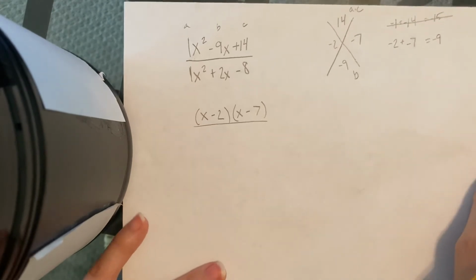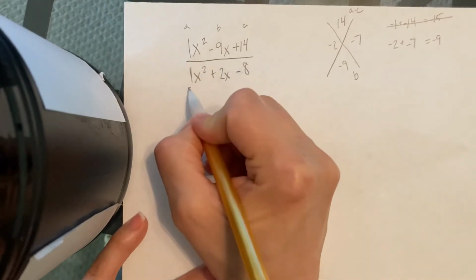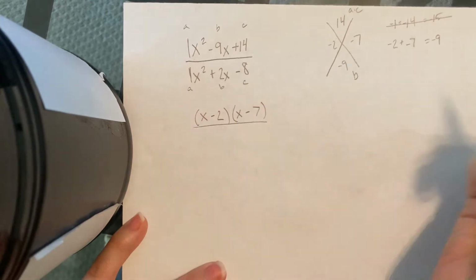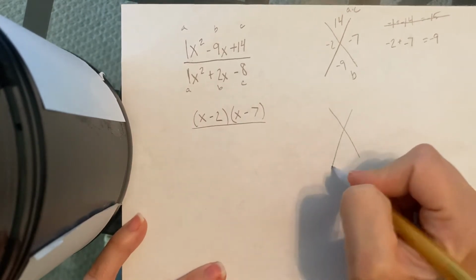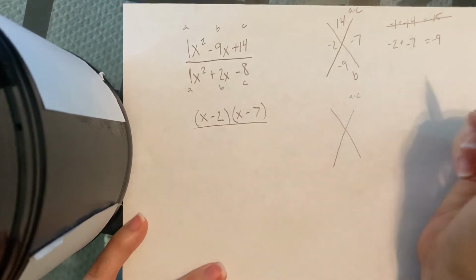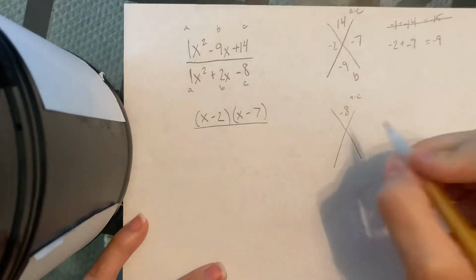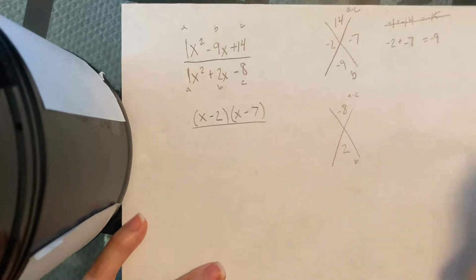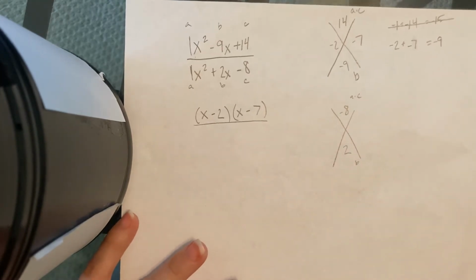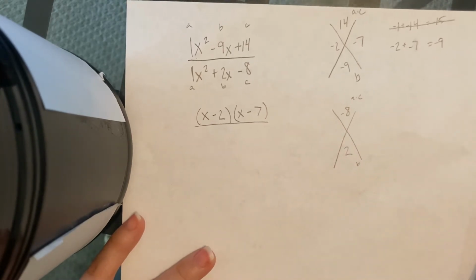Now we need to factor the bottom as well. So I'm going to label A, B, and C again. Set up my diamond. The top is still A times C, so 1 times -8 is -8. And the bottom is B, so it's a +2.